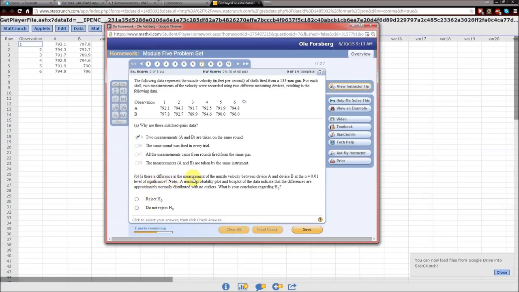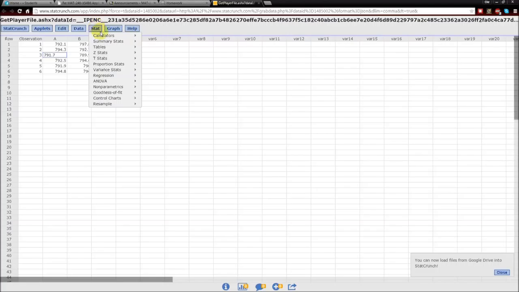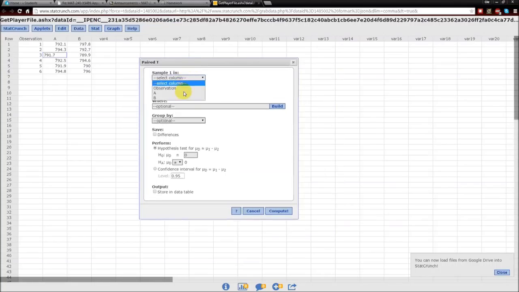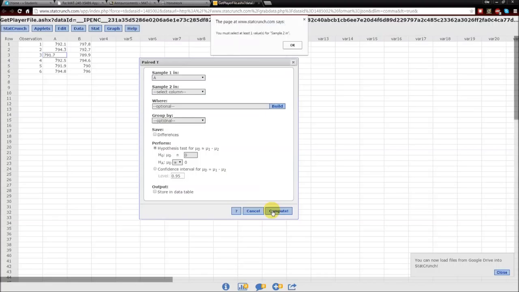So we need to detect if there's a difference in the measurements. Since this is paired data, we'll go up to Stat, T-Stats, Paired. Sample 1 is in A, sample 2 is in B. We don't need to say the differences, though we could if we wanted to. Hypothesis test. Since we're testing if there is a difference, the alternative is going to be not equal to 0. And let's compute.